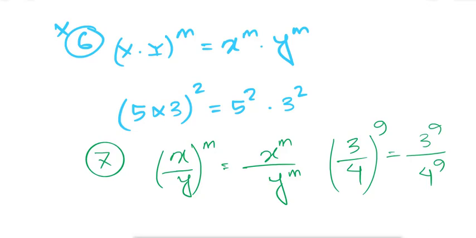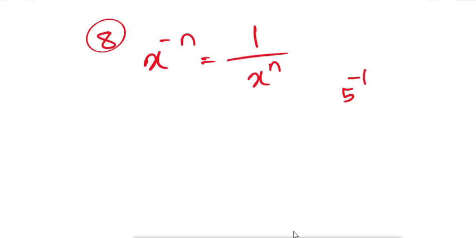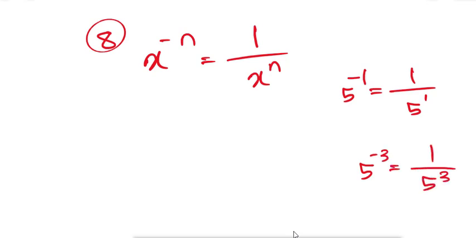Rule number 8. Rule number 8 says x to the power minus n is basically 1 divided by x to the power n. So if we write the example of 5 to the power minus 1, we can simply write it 1 divided by 5 to the power 1. Or 5 to the power minus 3, we can simply write 1 divided by 5 cube. So this is rule number 8.